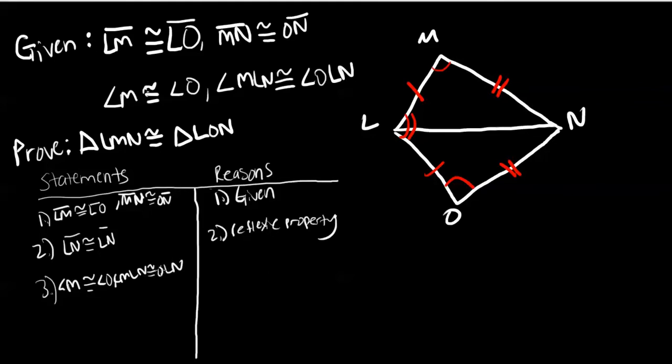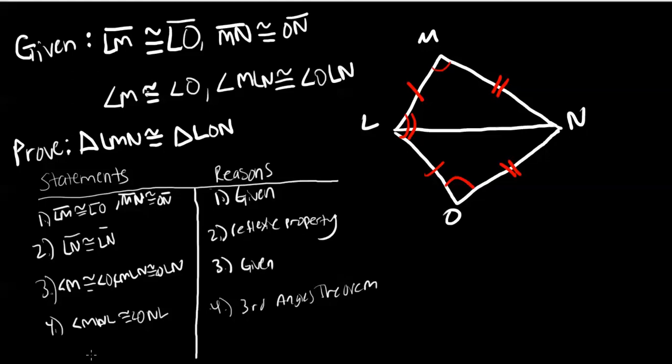Now our third statement is going to be angle M is congruent to angle O, and angle MLN is congruent to angle OLN, and this is a given because if you look in the top section of given, they gave it to us. Now statement 4, angle MNL is congruent to angle ONL by the third angles theorem. Statement 5, triangle LMN is congruent to triangle LON by definition of congruent triangles. And the definition of congruent triangles is that they have the same sides and the same angle measures at each corresponding position.